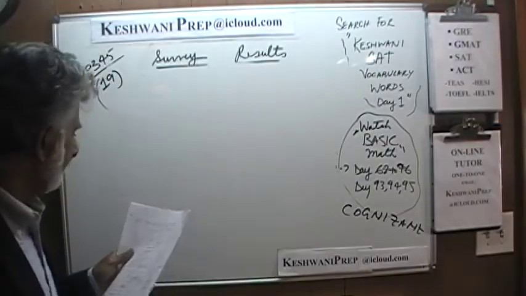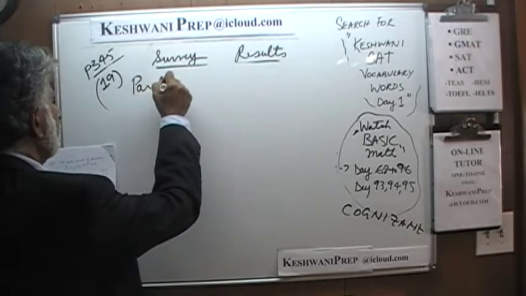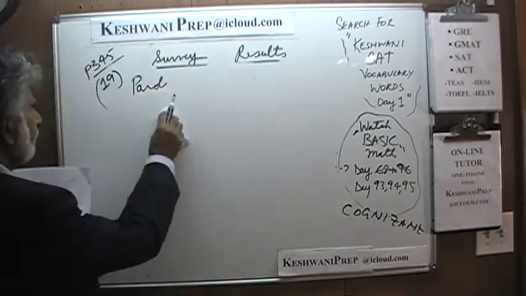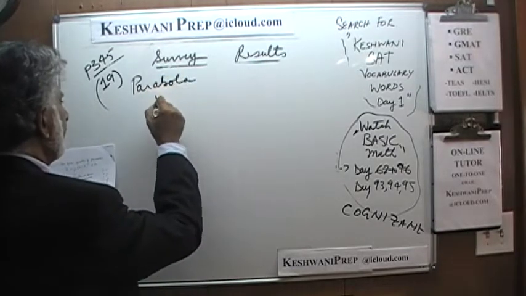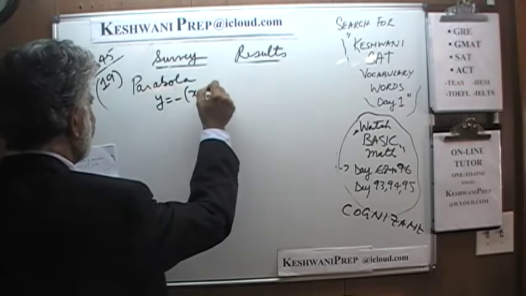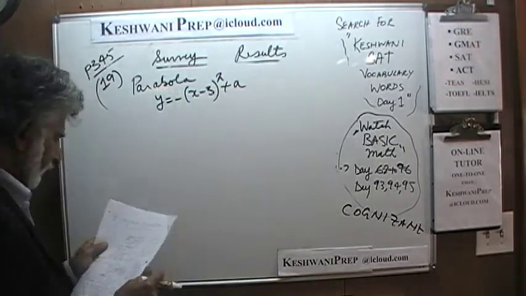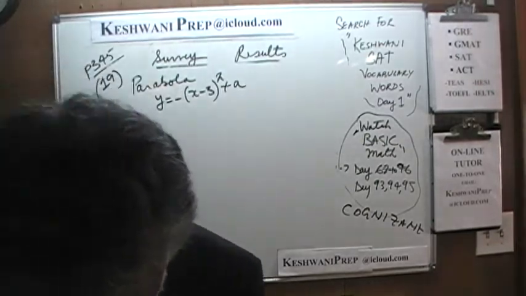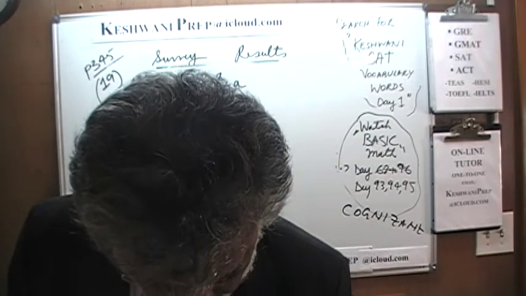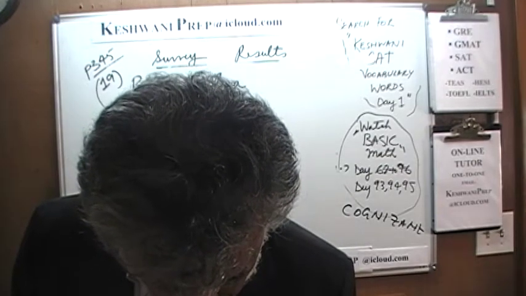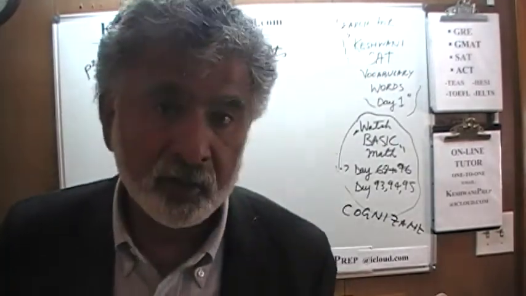Let's do the last one, number 19 on the page. It says that we have a parabola whose equation looks like this. What is the question asking? It says in the equation above, A is a constant, the graph of the equation in the xy plane is a parabola. Which of the following is true about the parabola? Oh, they just want us to look at it and tell us whether it's a maximum or minimum and where it occurs. That's all it is.